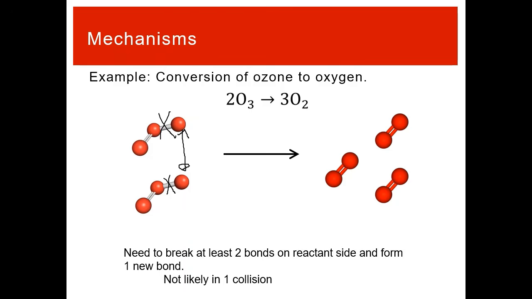It is unlikely that you will break two bonds and form a new bond all in one collision. It's really high energy requirements. You'd be breaking two bonds. And you also would have some steric issues. What is the orientation that these molecules have to collide in, just the right perfect way? It's just really, really unlikely to happen via a single collision. So instead, it's going to happen via multiple steps.